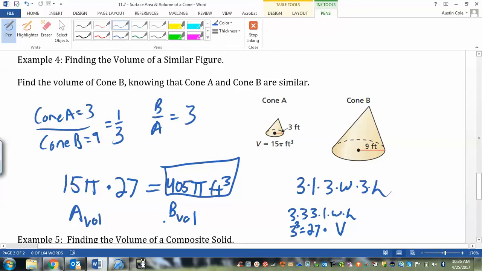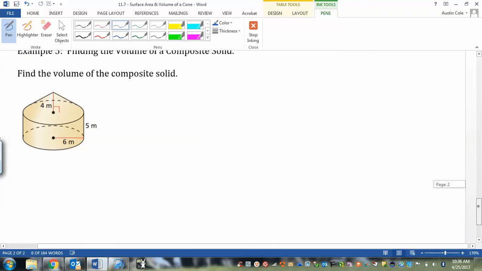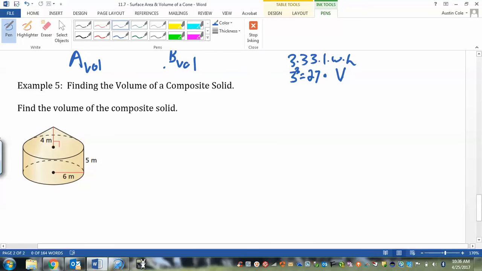So, last one. Finding the volume of a composite solid. We have two shapes there, right? We have a cone and we have a cylinder. Okay, they're smashed on top of each other. Do you subtract the volumes or add them? Add them. So work with your partner and figure out the volume of that solid.